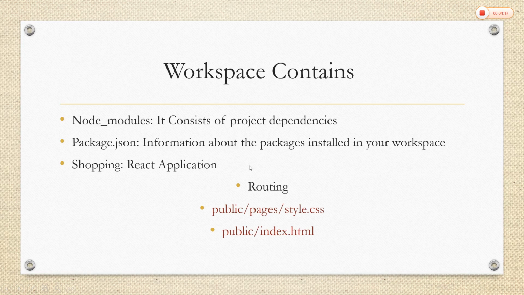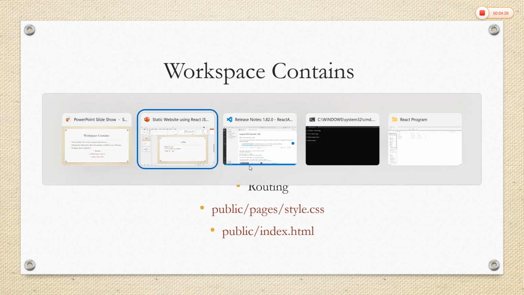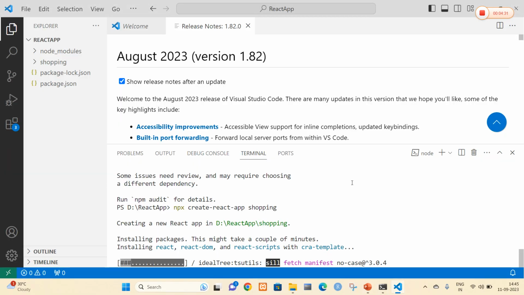Here node_modules consists of project dependencies, and package.json consists of information about the packages installed in our workspace. Shopping is the React application name. So let me check whether it has been installed or not. It will take some time.